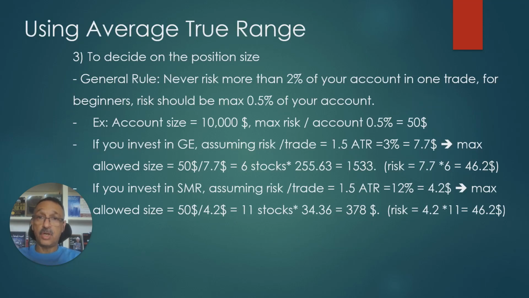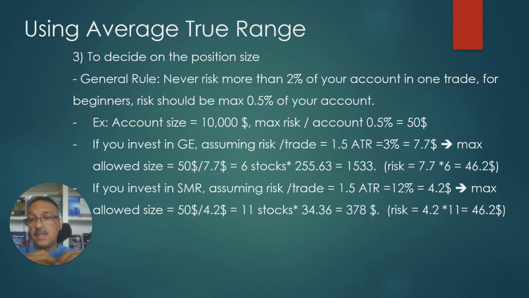The third usage of the average true range is to decide on your position size. The general rule is never risk more than 2% of your account in one trade. I'm talking here about your account value. For beginners, the risk should be 0.5% maximum. I normally use 0.5 to 1%, despite having been in this field for more than 20 years.